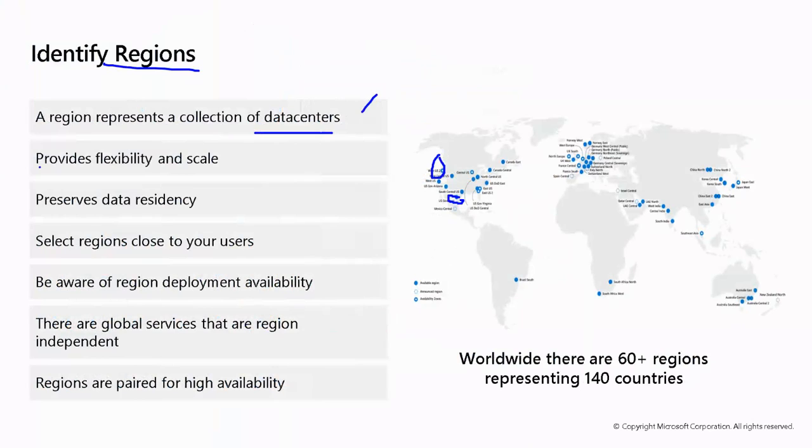Thanks to all these regions, we get flexibility and scale. That means that you can grow as you need, and you have many options in case of a failure, like an outage or a disaster recovery. It will preserve your data residency, so your data will always be preserved somewhere in some of the data centers. So you have to select regions close to your users. Why? It's really important to understand.